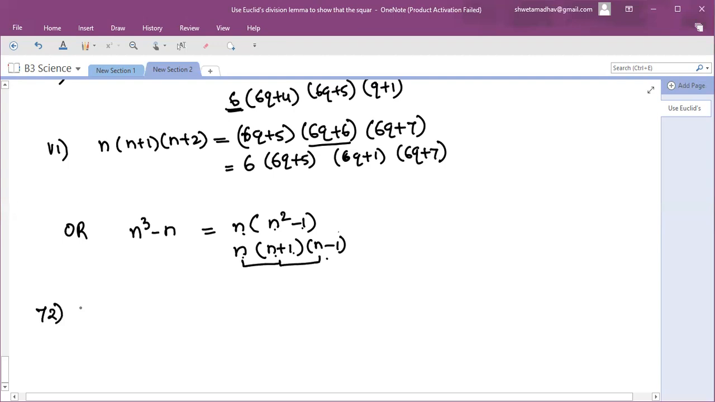Ma'am, but here a factor is n minus 1, so can we take n as n minus 1? No, first n covers all the 6 cases. For n plus 1 you have to add 1, and for n minus 1, subtract 1. Okay, ma'am.